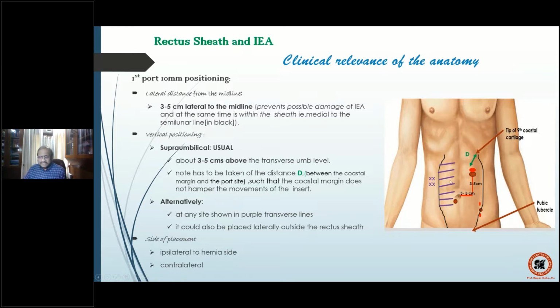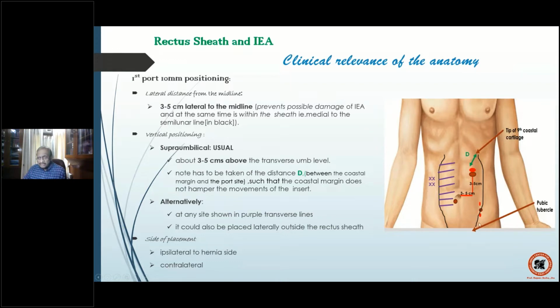Now, there are other sites where you can put the first port, and that is any site medial to the semilunar line right up to the infraumbilical area, or it can even be beyond the semilunar line. But these sites would not be good ergonomically when you do the dissection, and that's why the preferred site is what we have just now defined. The third point about this port placement is the side of the placement.